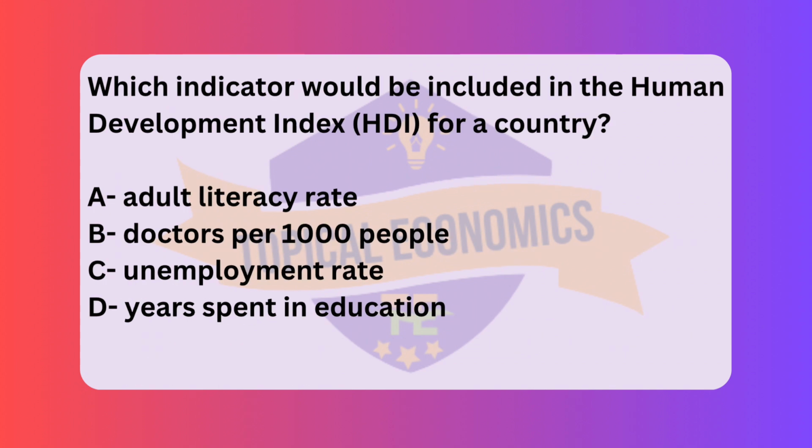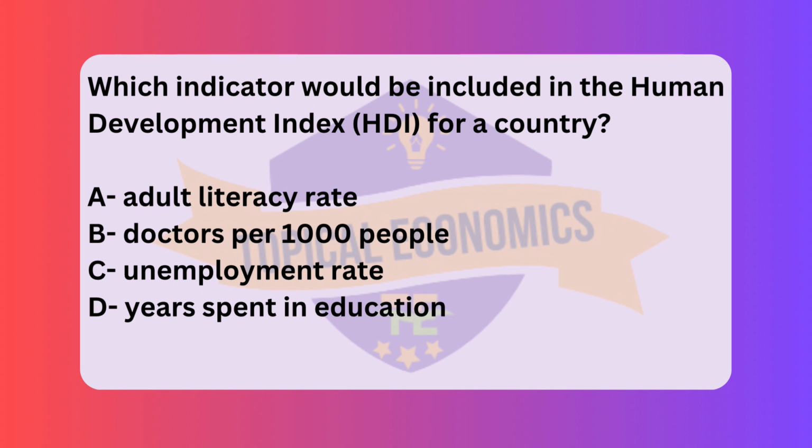Which indicator would be included in the Human Development Index, HDI, for a country? A. Adult literacy rate. B. Doctors per 1,000 people. C. Unemployment rate. D. Years spent in education. This question is from year 2019 October, November, version 3. The correct answer for this question is option D.